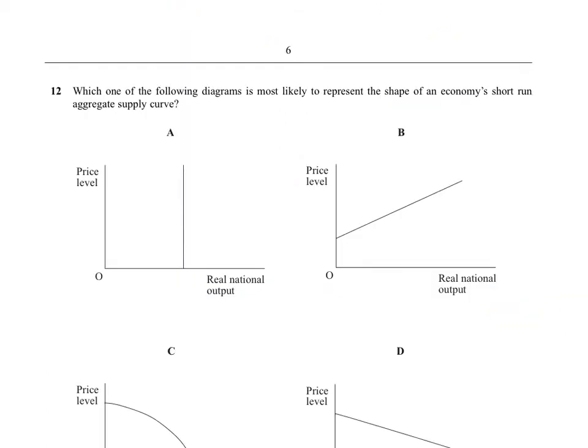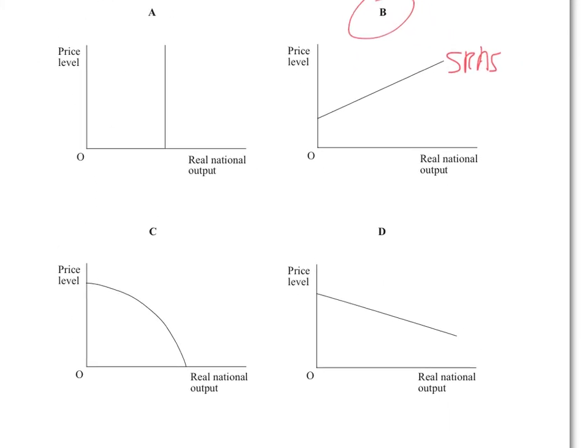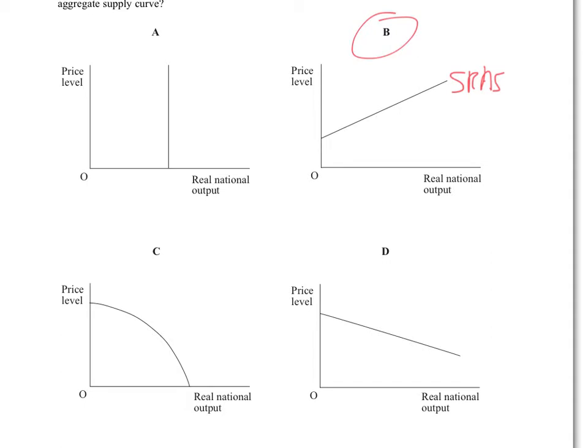Right, really, really easy. Which one shows the shape of an economy's short run AS? It's just this one. So it's B. Simple as that. Like, there's no clever talking about that. Let's go through the other ones really quickly. This is the LRAS. This is just wrong. This is a PPF with the wrong labels. And this is AD.